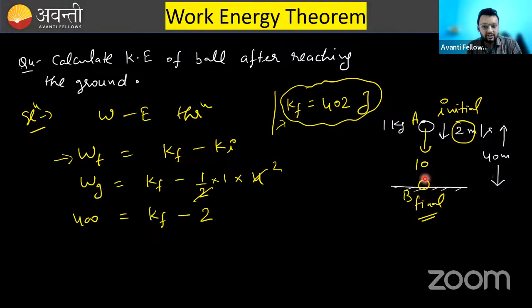At this point, kinetic energy was asked, and initial kinetic energy is at A. If you calculate the kinetic energy at A, it will be half, mass is 1, and velocity squared. Velocity was 2, so if I square it, it will become 4. You can solve it and it will be 2. So K final will be 400 plus 2, it will be 402 joule. Is it okay?